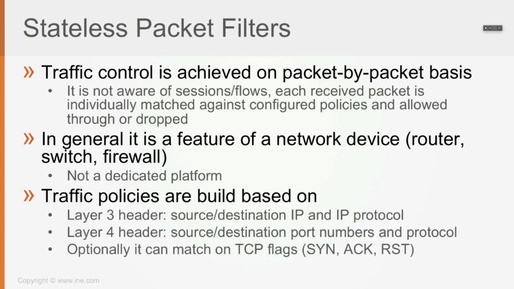And because we use access lists, it means that the traffic policies can be built based on the layer 3 header, source and destination IP and protocol, and the layer 4 header, which means source and destination port numbers and protocol. Likewise, you can also match on the TCP flags. I've added a couple of them there, like SYN, ACK, reset. You can match on pretty much all TCP flags, on FIN, on URG, on whatever.